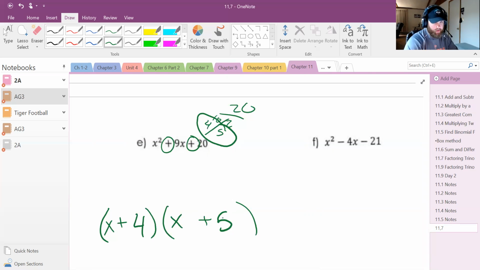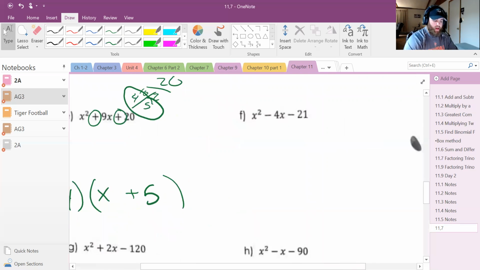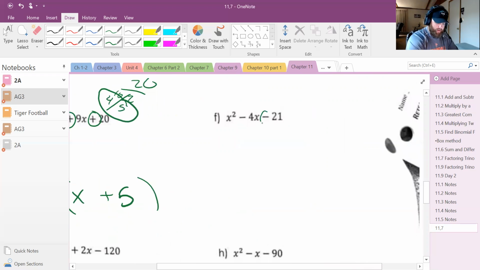Let me know if it's not easy for you and we can work on it. Okay, here we go. A harder one. I have a negative and a negative. So we have our parentheses.